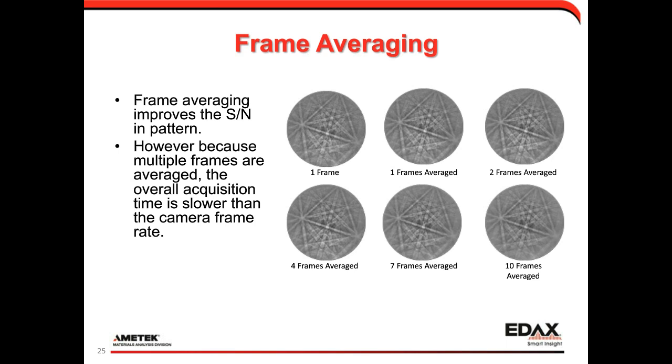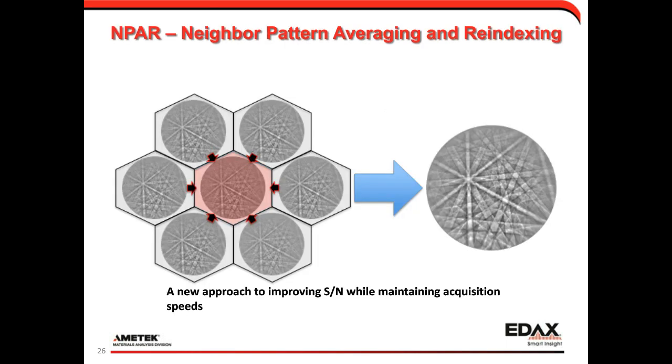Now, we've recently added a way of getting around this, which we call native pattern averaging and re-indexing. Essentially what this does is it lets you take worse patterns and get, again, same quality results by averaging around it. So in this case here, we use a hex system. I'll talk a little bit more about that in a bit. What we're looking at here is I have my pattern in the middle where my beam is. I can take the 6 nearest neighbors, average them together, and get basically a better quality by increasing my signal to noise, while also maintaining the acquisition speeds.